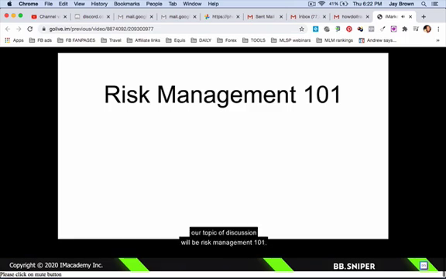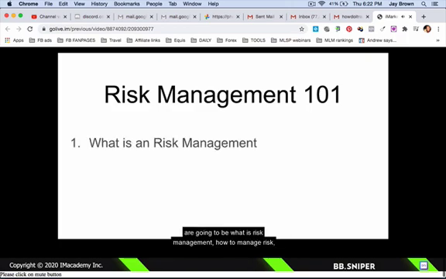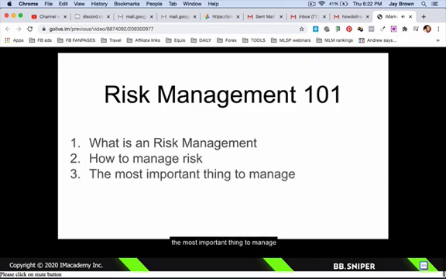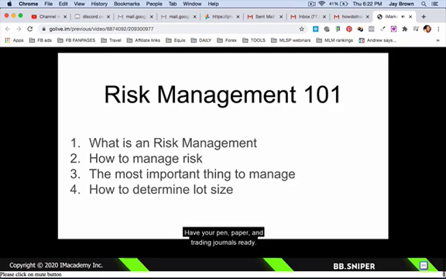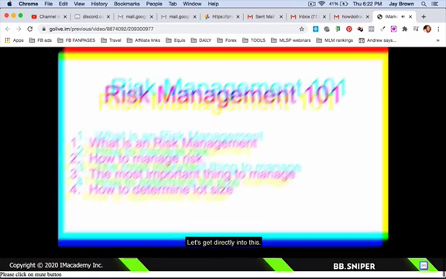And in today's lesson, our topic of discussion will be Risk Management 101. Some key focus points we'll be focused on are going to be what is risk management, how to manage risk, the most important thing to manage, and how to determine your lot size. Have your pen, paper, and trading journals ready? Let's get directly into this.